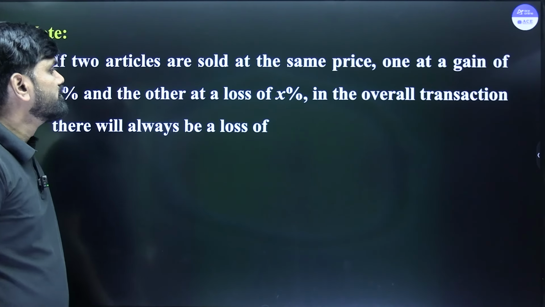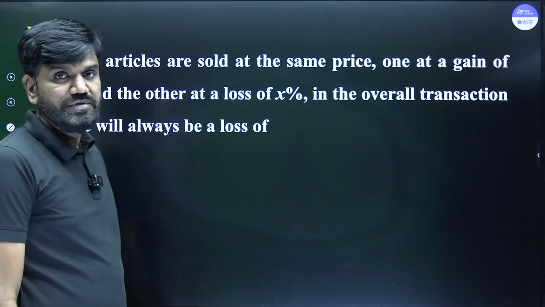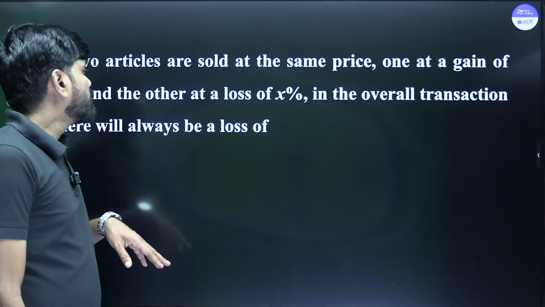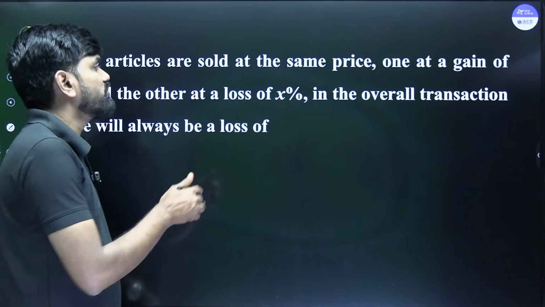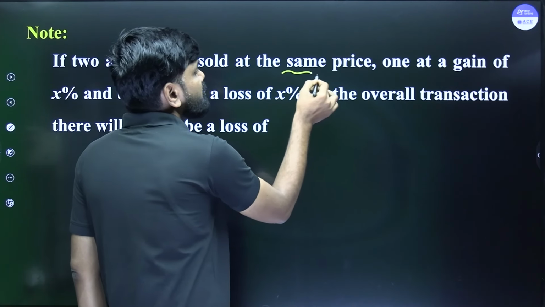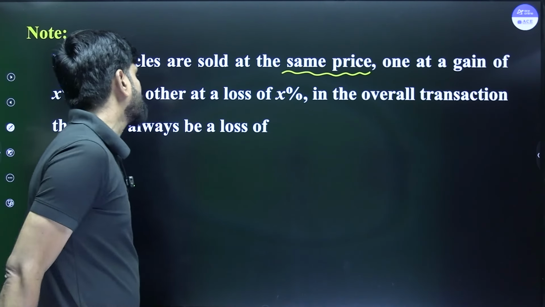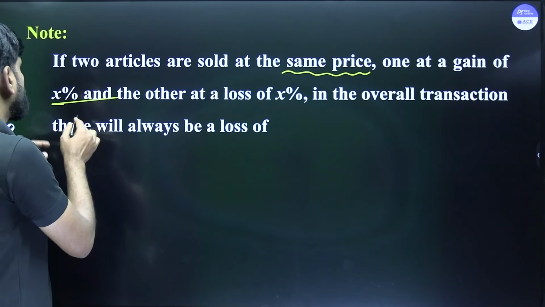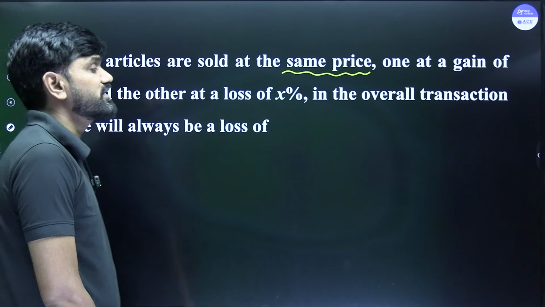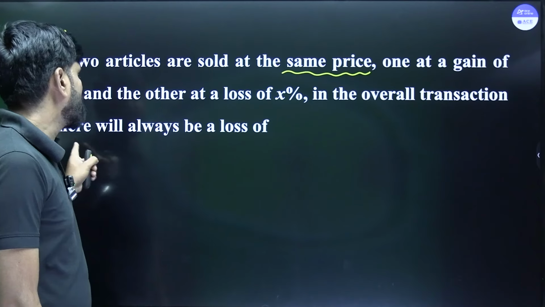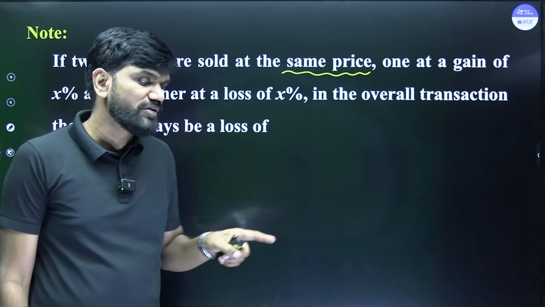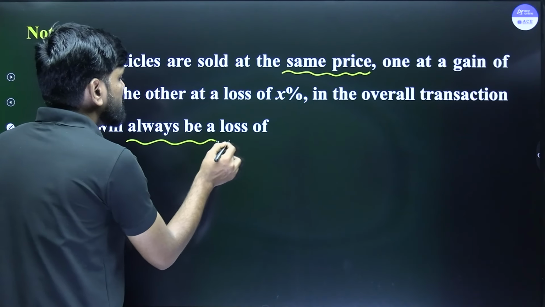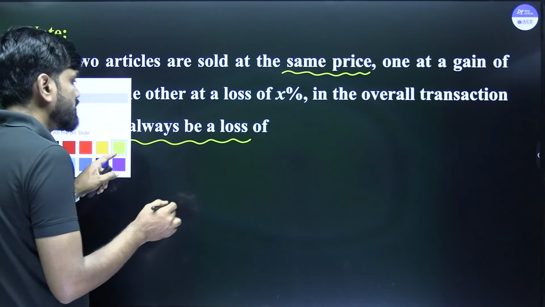Next, dear. There is one standard formula. What is that? This one. If 2 articles are sold at the same price, one at a gain of X% and the other at a loss of X%, in the overall transaction, there will always be a loss of, how much, dear?